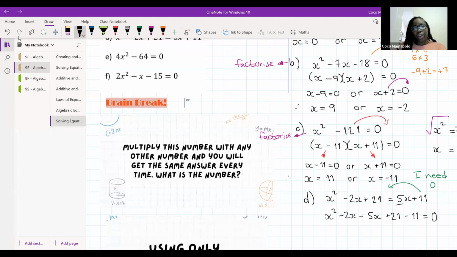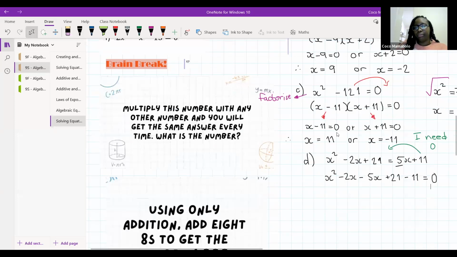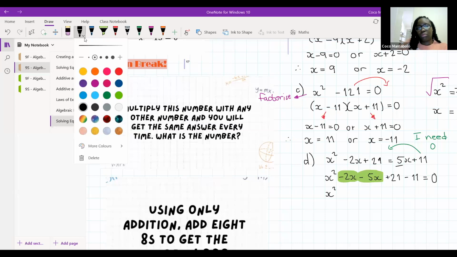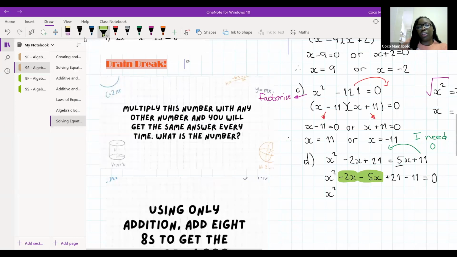Now, before we can factorize, we need to add like terms. So let's add all the like terms quickly. Negative 2x minus 5x. Is it minus or times? It's minus, we're minusing from it. Then it'll also be 21 minus 11. Good, but you still need to do the calculations for me.